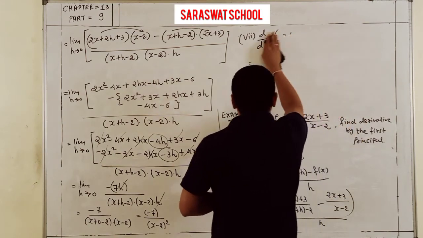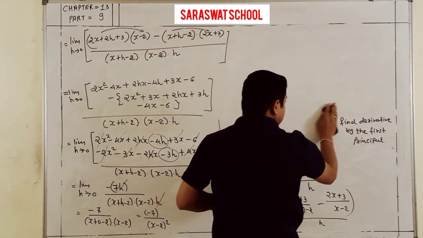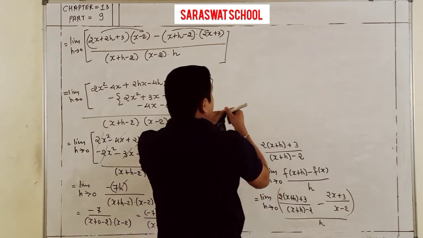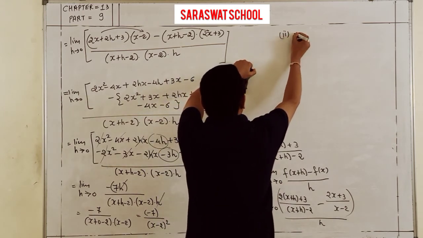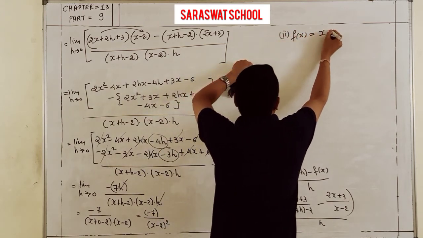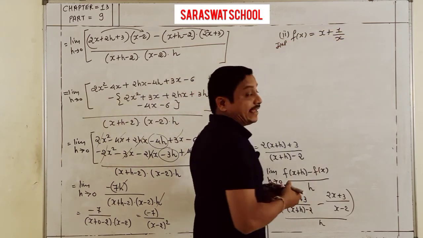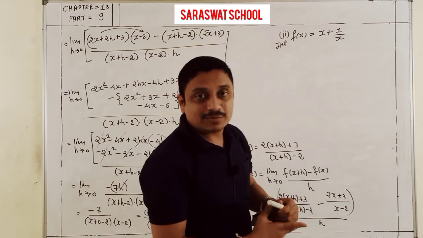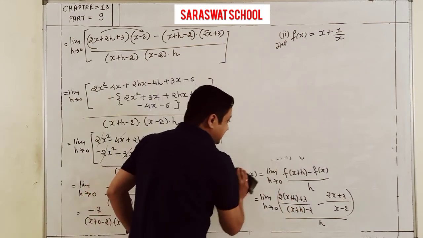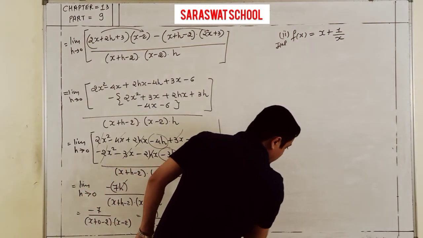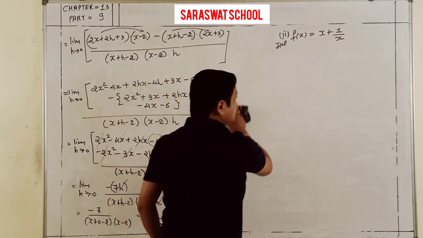Now same question 22, but the second question is that, continue in the second one. f(x) is given as x plus 1 by x. This numerical is also important, board level. x plus 1 by x, I will start the same using your first principle.